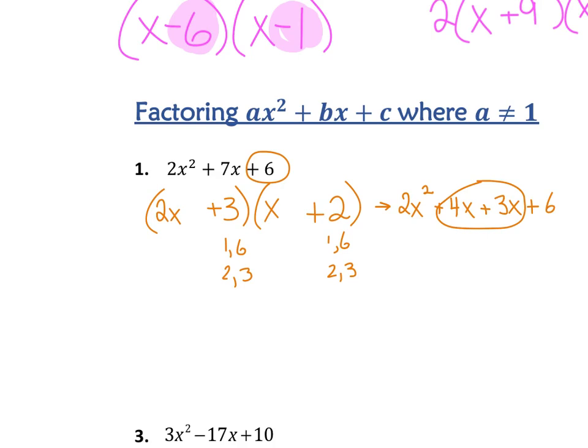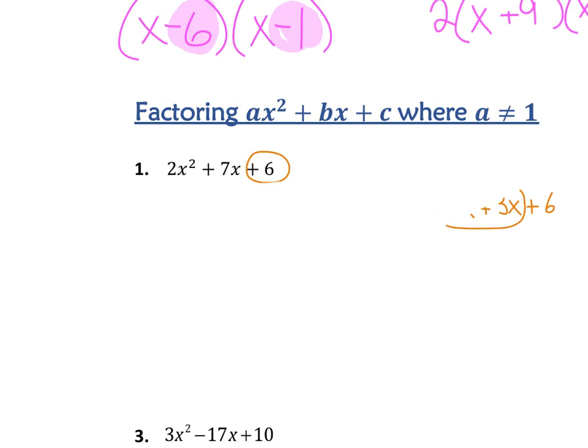So now I'm going to show you how to do this using what I call a T-chart. So again, I should have first checked and made sure that there was no GCF. There isn't a GCF between 2x squared, 7x, and 6. They have nothing in common. So now here's where I do a little T-chart.